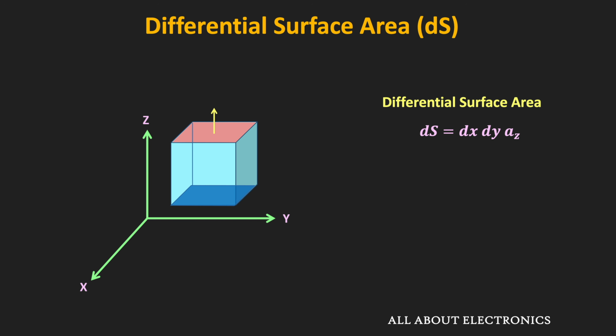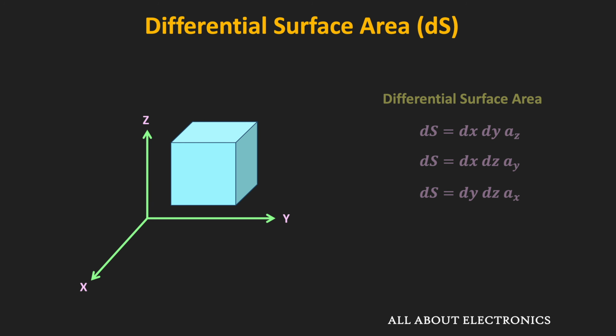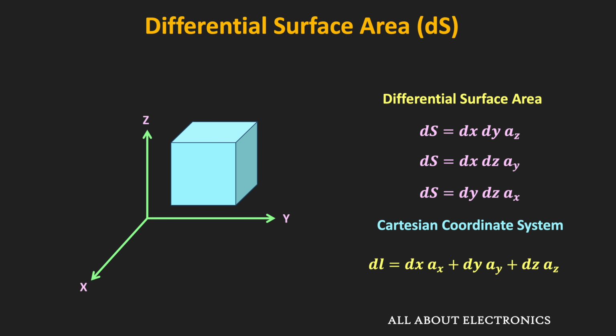But in general, for the Cartesian coordinate system, depending on the surface, these are the expressions of the differential surface area. And in fact, we can also find that from the expression of the differential length. So for example, if you want to find the differential surface area which is pointing in the z direction, then we will multiply the components of the differential length in the x and the y direction. That means we should multiply the components other than the az. And in this way, we can find the differential surface area. And likewise, we can also find the other two.